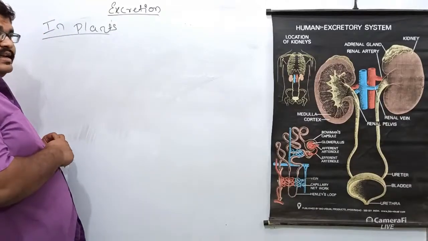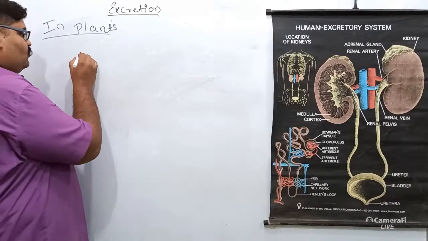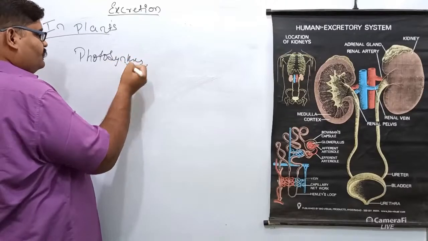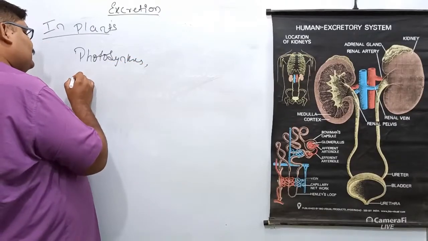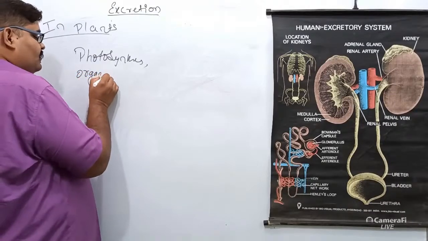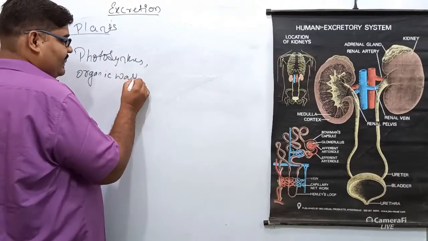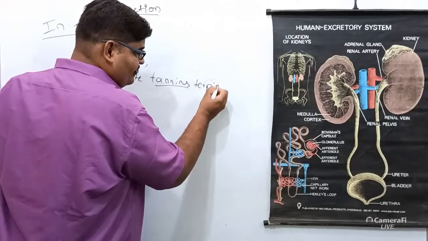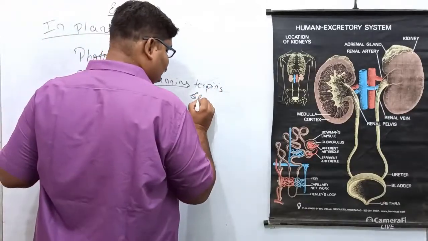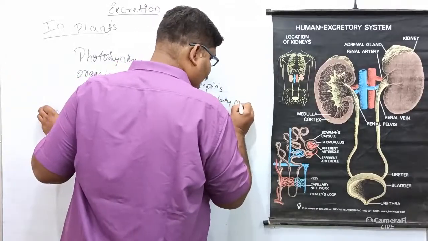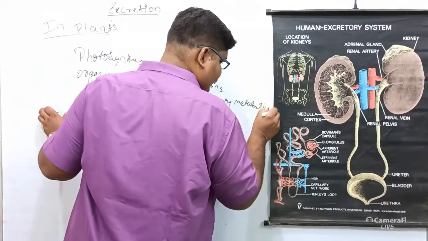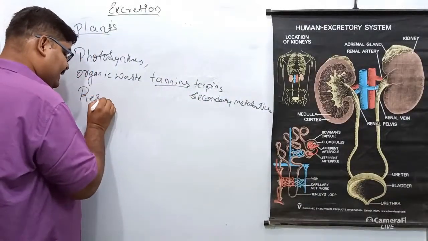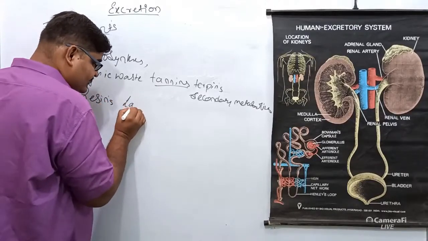So in plants the excretion is usually gaseous, and the excretion is through photosynthesis. Then we have organic wastes like tannins, terpenes, secondary metabolites, etc. Then they are excreted in the form of resins, latex, etc.